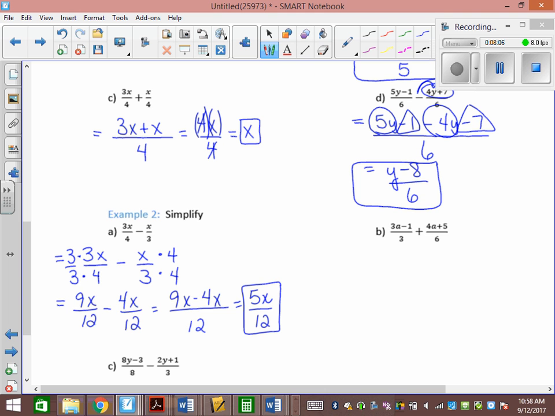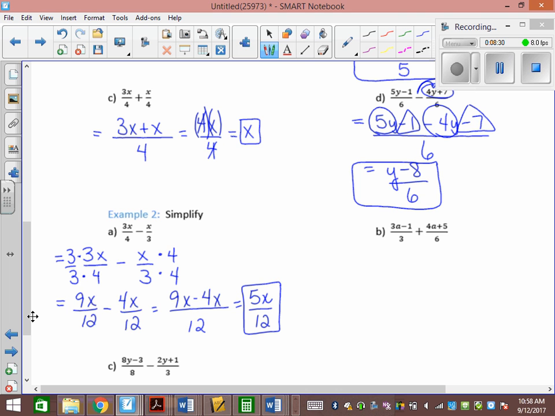Now B, we have 3 and 6. So some people say, well, I'll just divide the second one by 2. Can I divide to get common denominators? No. So I'm going to have to multiply. What common denominator can I make them both be? 6. Okay? Never divide to get a common denominator. Never, never, never, never, never.